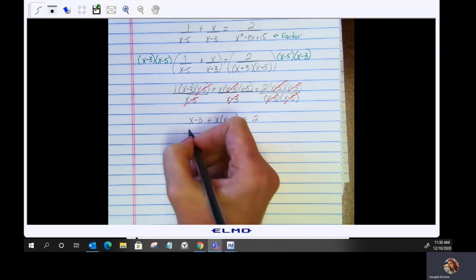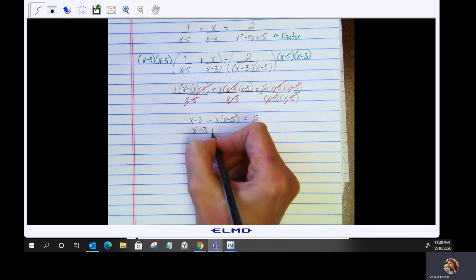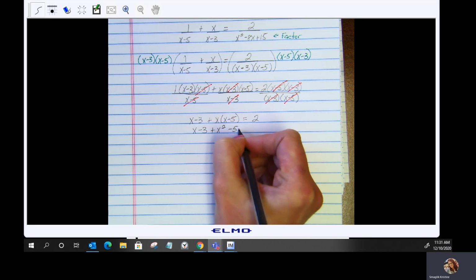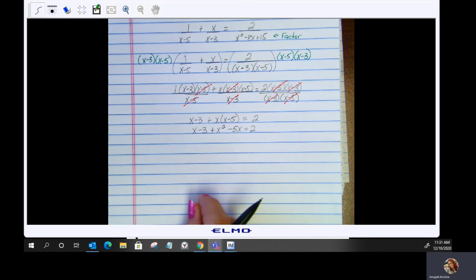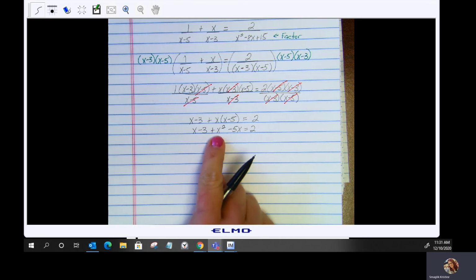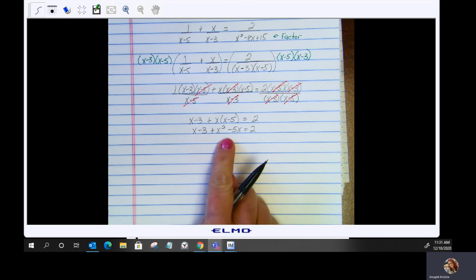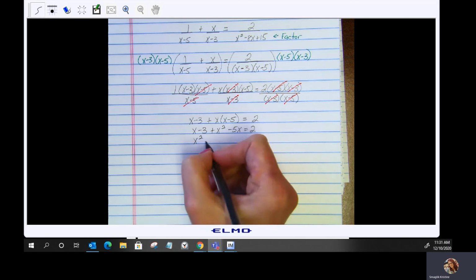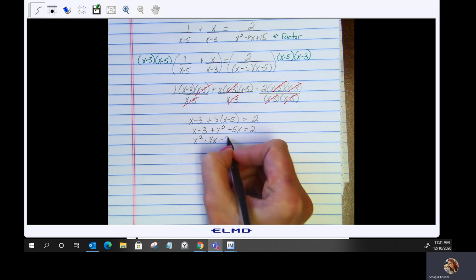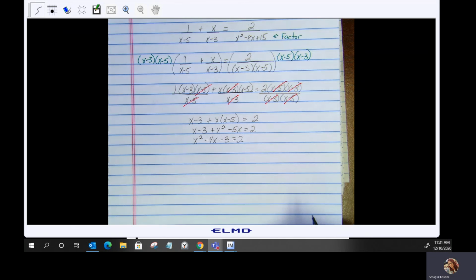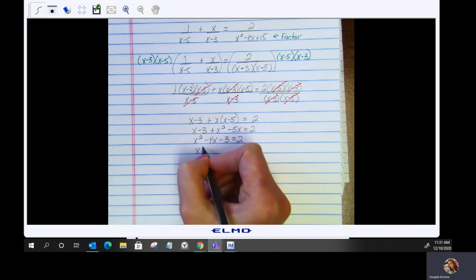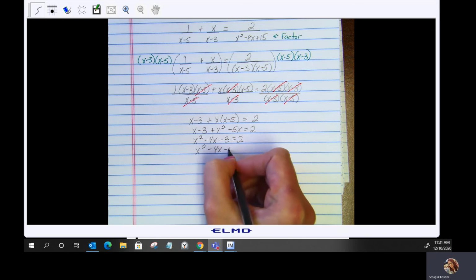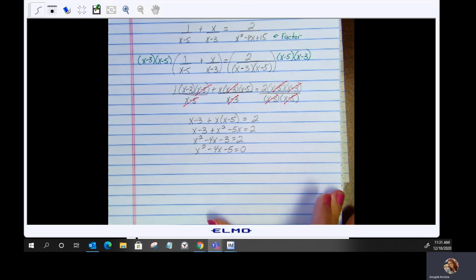Let's use the distributive property. I have x minus 3 plus x squared minus 5x equals 2. I'm going to start by putting my highest degree first. We'll start working this towards standard form. I can combine like terms. X minus 5x is a negative 4x minus 3 equals 2. If I want to solve a quadratic, it has to be set equal to 0. So let's subtract that 2 from both sides. And I get x squared minus 4x minus 5 equals 0.